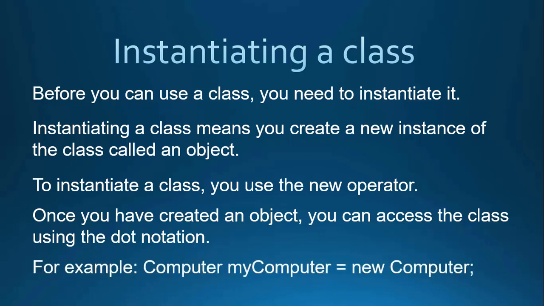So here at the bottom, we have an example of instantiation. We have our computer class, so we write that name out. Next to it, we write the name of the object, which is going to be my computer. The object is also known as a new instance of the class, in this case, the computer class. And then we use the new operator, and then we write the original class name again.